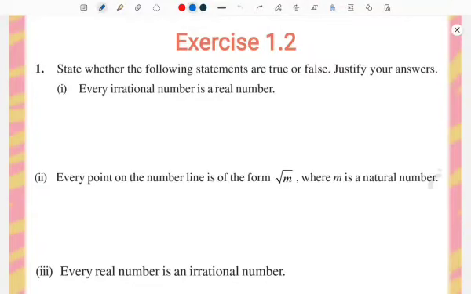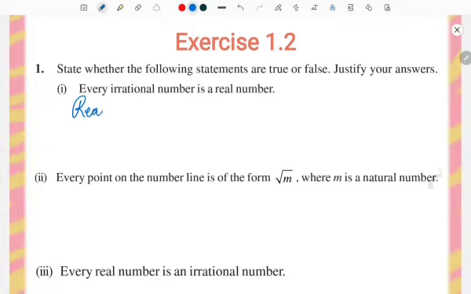Exercise 1.2. So the first question we have here is: state whether the following statements are true or false. Justify your answer. We have to read these statements and tell if they are true or false and justify the answer that we are giving. That means we have to give reasons as well.